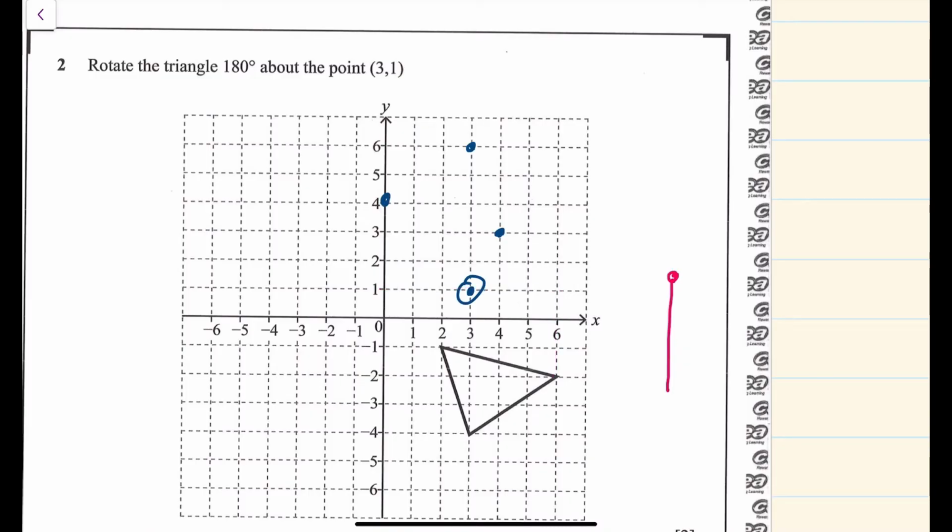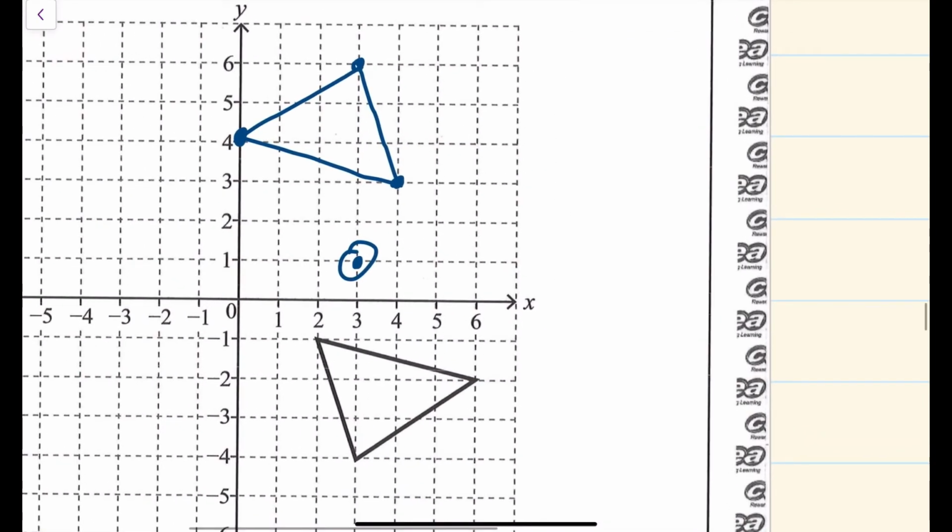Okay, so in the exam, most people are going to use tracing paper to do that. To be honest, I would still do it this way. I prefer that way to using the tracing paper. But most people nowadays do prefer the tracing paper, which is absolutely fine.